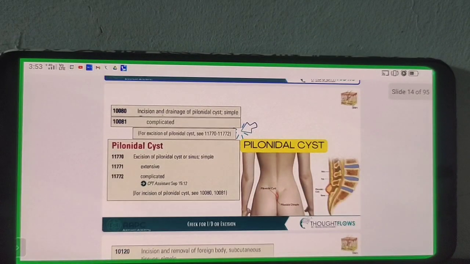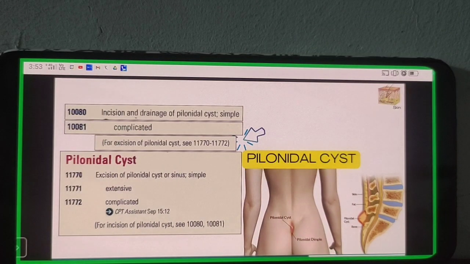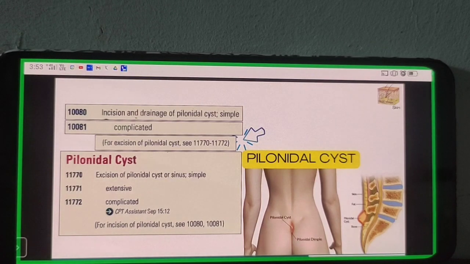Then see incision and drainage of pilonidal cyst. Cysts that appear on our back. Same here, if packing is applied, go for complicated. Without packing, go for simple. So for pilonidal cyst, simple 10080, complicated 10081. For excision, 10070. Excision means removal. Incision means the doctor makes a cut and drains the fluid. Excision means removal. Removal of pilonidal cyst: simple 11770, extensive 11771, complicated 11772.